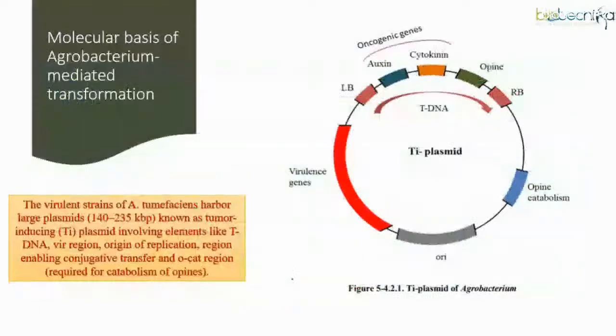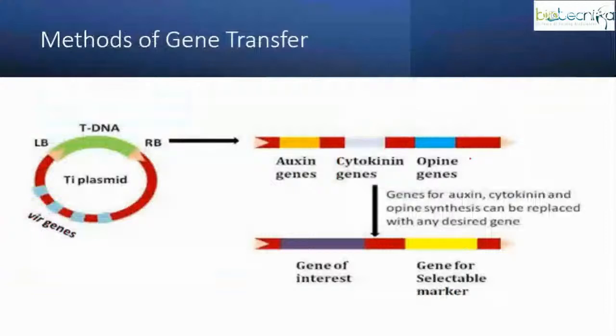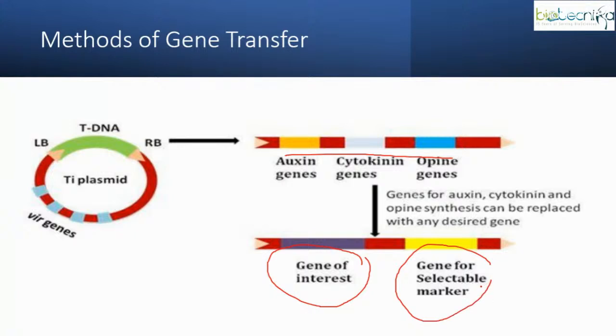So this is the general thing which I have already told you. The tDNA region, bordered by the left and right border, has the oncogenes present. Now, in the gene transfer method, you take up the tDNA and these 3 genes will be removed. After the removal of the 3 genes, they will be replaced with the gene of interest as well as the selectable marker gene, because you require markers, right? What is the significance of markers when you go for gene transformation?